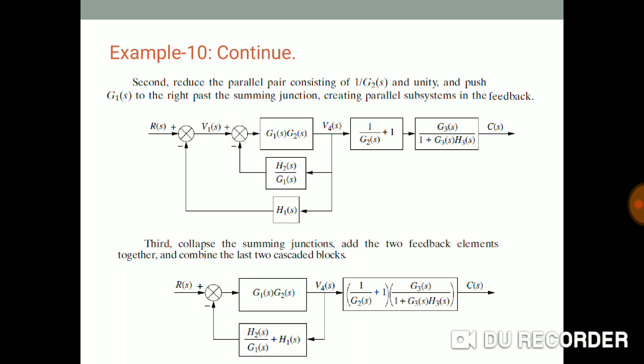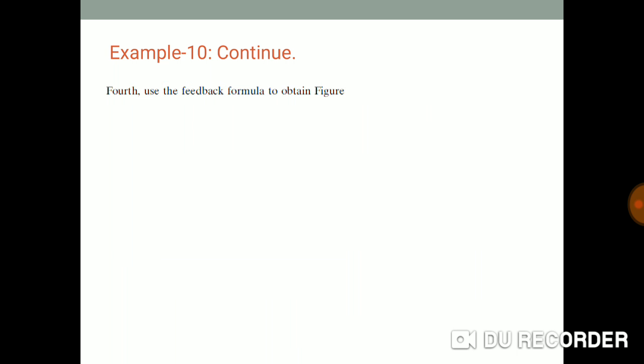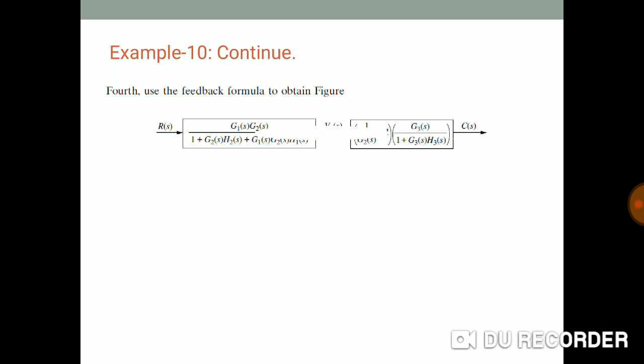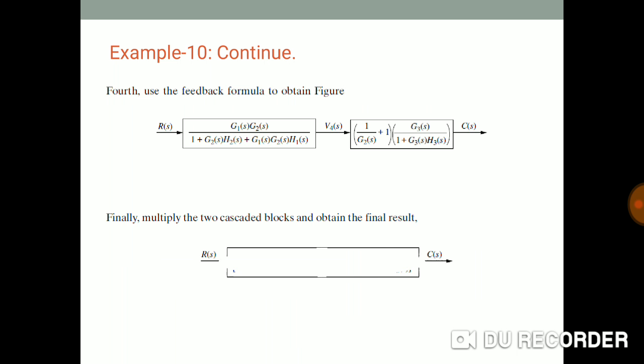First we'll combine these two, both are in parallel, so we will add them. Parallel addition is there, and then that combination is in a feedback, which we are going to consider. And the last part, both are in series, therefore multiplication of that is there. Then finally we will get this type of answer. Again multiplication, two cascade blocks. This is the final answer for that.